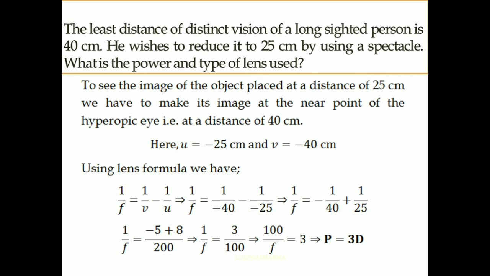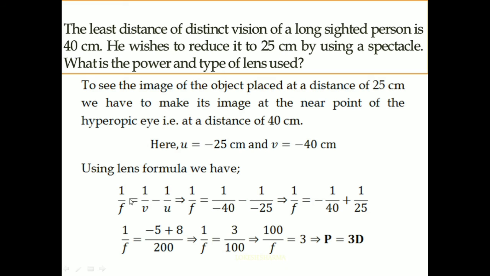We can understand this by this numerical. The least distance of distinct vision of a long-sighted person is 40 cm. He wishes to reduce it to 25 cm by using a spectacle. What is the power and type of the lens used? This means this person cannot see the objects which are placed at a distance less than 40 cm clearly. So here the object distance is 25 cm and the image distance is 40 cm. Both should be in minus sign according to the sign convention of lens or mirror.